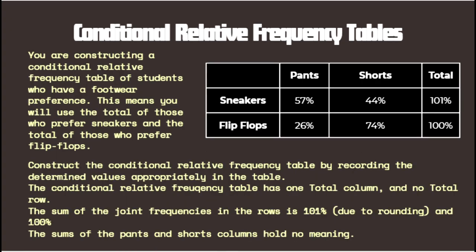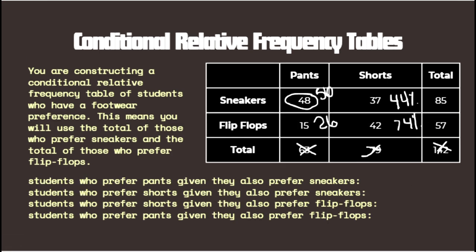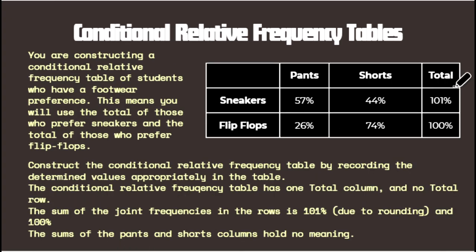Let's continue on. Construct the conditional relative frequency table by recording the determined values appropriately in the table. So we have 56 and 44 and 26 and 74, which is what we got. Now on this one, we ended up with a total of 101%, and that's because they rounded this one up. So don't stress about that. We don't have a total down here because we're using this column over here as our totals. We don't have them in both places on the conditional relative frequency tables. You only have totals on one side, okay?